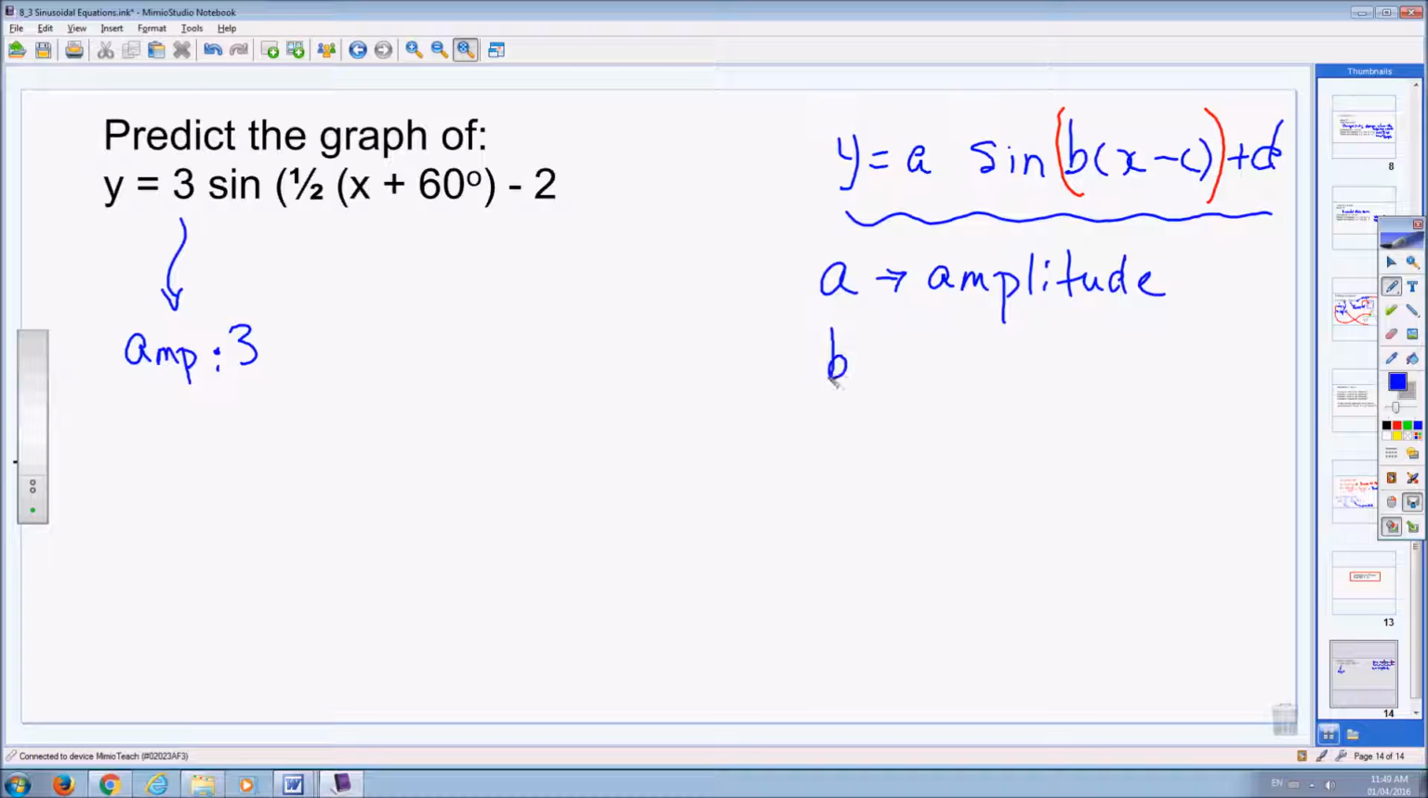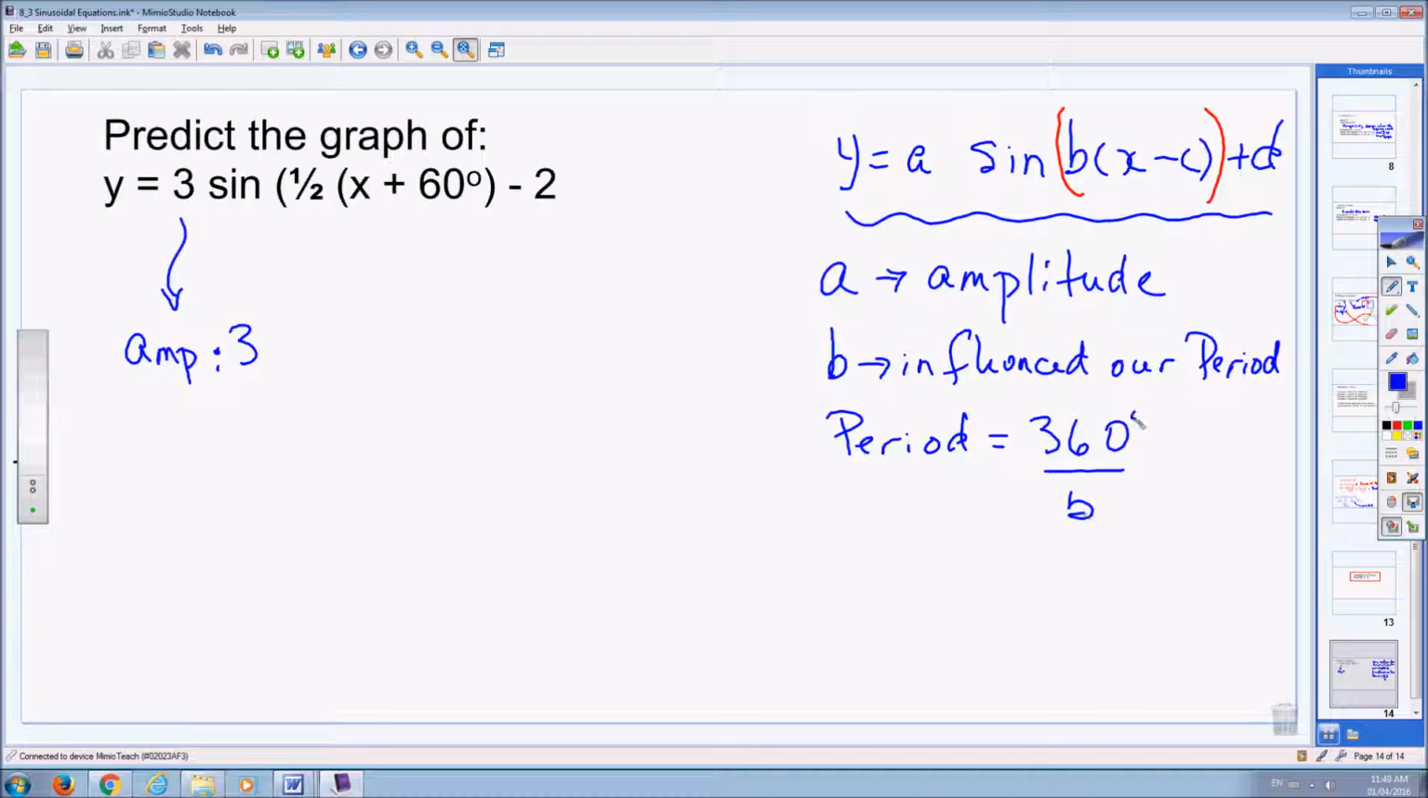Our B, remember, influenced our period. So in this particular instance, remember, period is equal to either 360 over b, that's degrees, or 2 pi radians over b. Because we're working in degrees, and we know that from our c value in our graph, in this particular case, we are going to work with the 360.